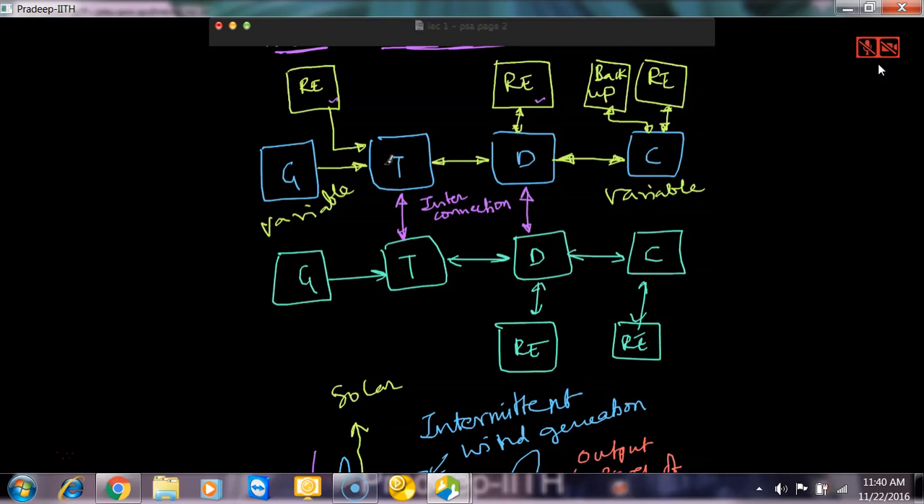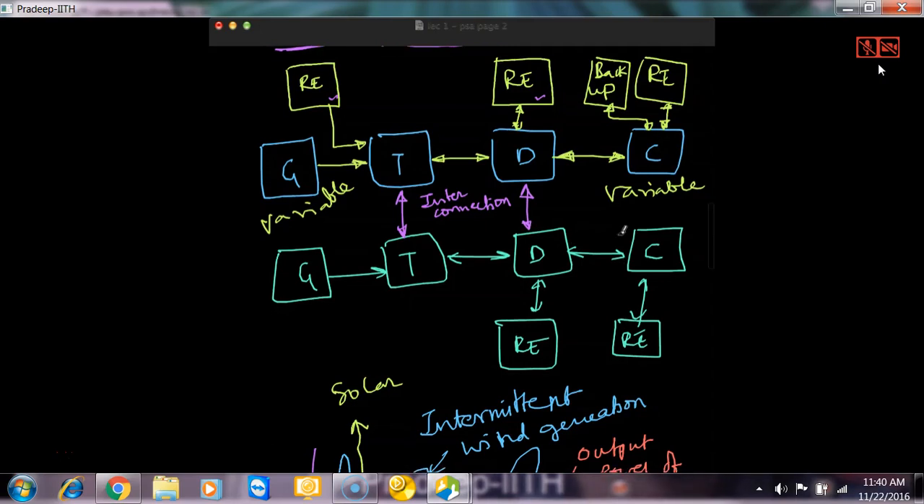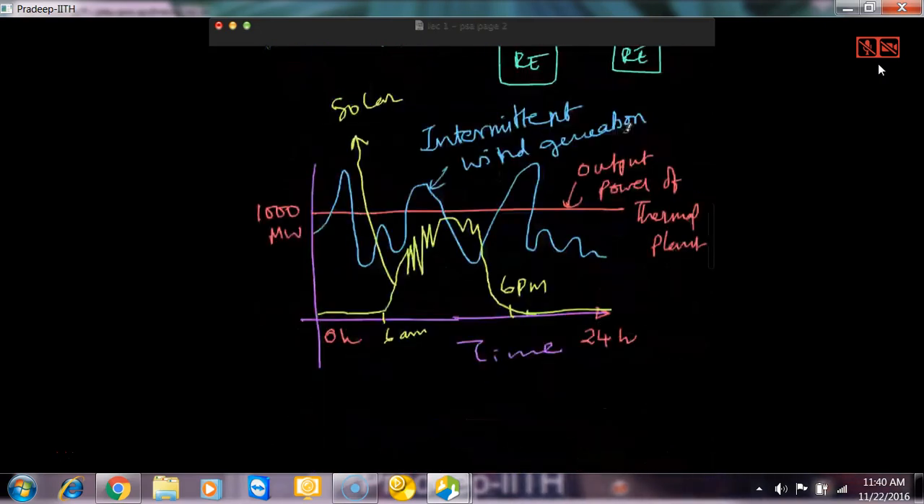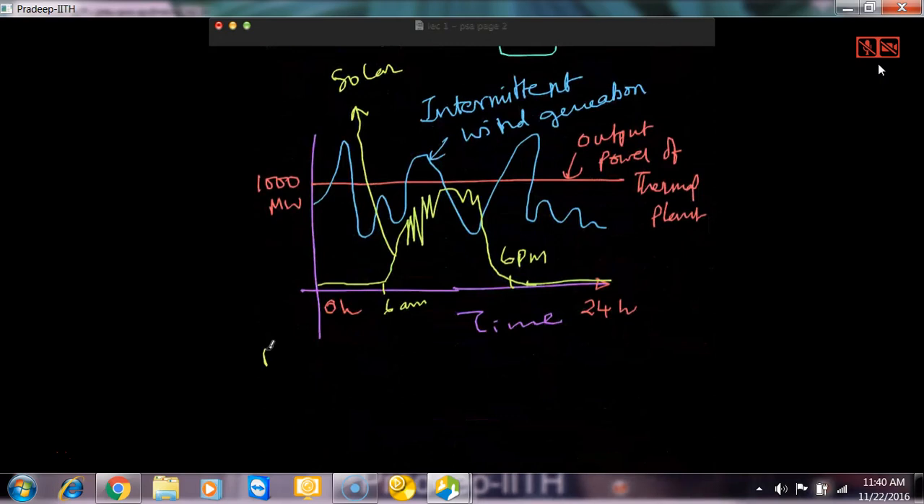How are you able to transfer power from variable generation to variable load like this? So this is another problem. Let's call this figure problem 1. That is intermittent power, intermittent generation.